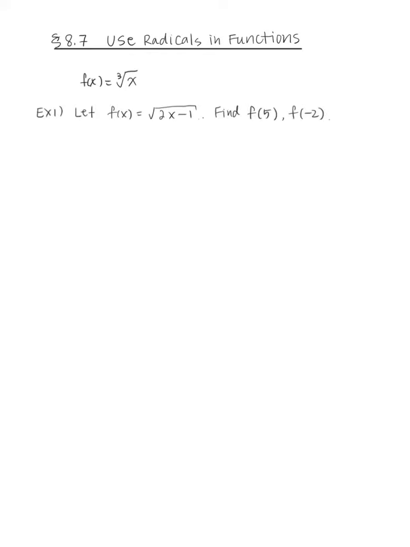Let's do some examples. Example 1, let f of x be the square root of 2x minus 1. And the question is find f of 5 and f of negative 2. Alright, so let's do this. So when x is 5, we're going to call it f of 5. What is the corresponding y value? Well, the y value is the output of f of 5. So here you're going to have 2 times 5 minus 1. So that's going to be 10 minus 1, and square root of 9. And the answer is 3. So we say that when x is 5, the corresponding y value is 3.